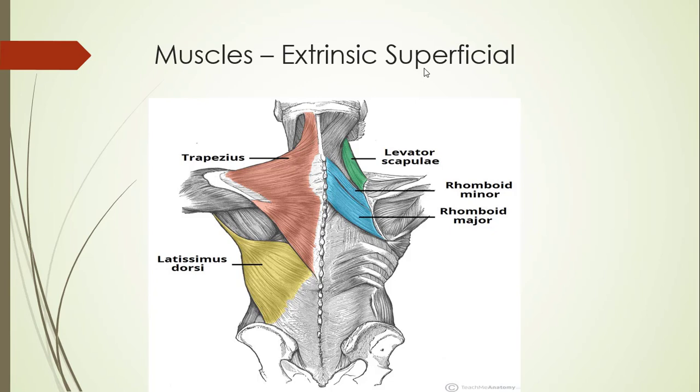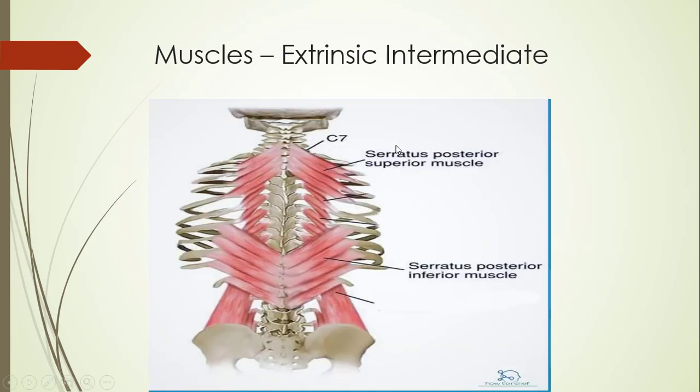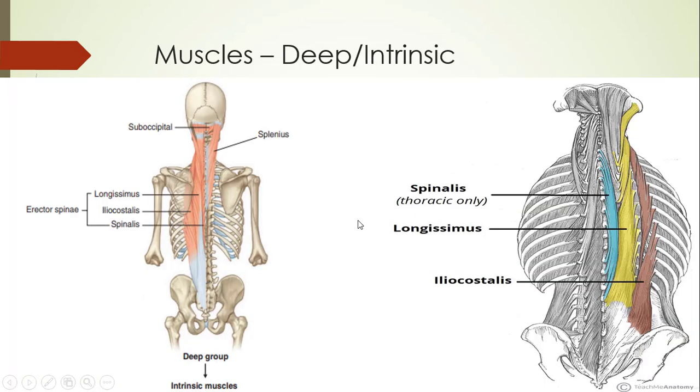However, the intermediate layers are involved in the movement of the thoracic wall. So superficial layer, upper limbs; intermediate layer, thoracic wall. But all of the intrinsic muscles or deep muscles of the back are deeply positioned and innervated by the posterior rami of spinal nerves. They support and move the vertebral column and participate in moving the head.